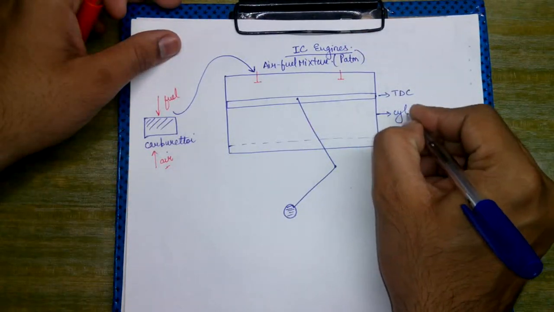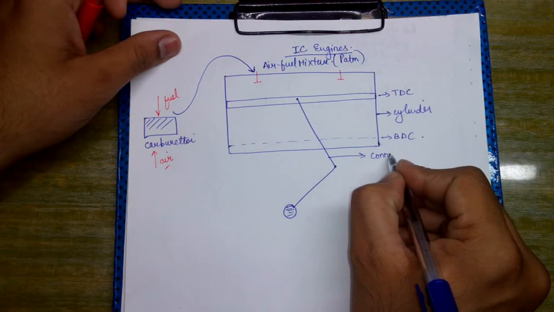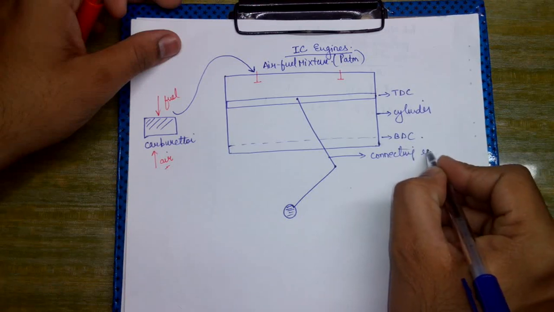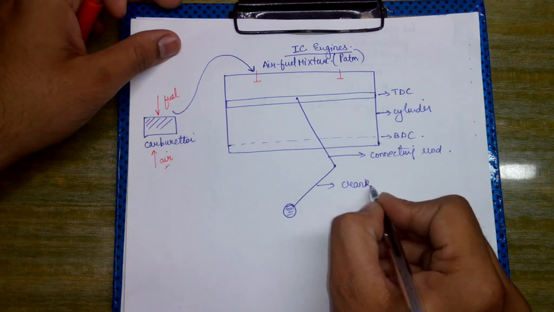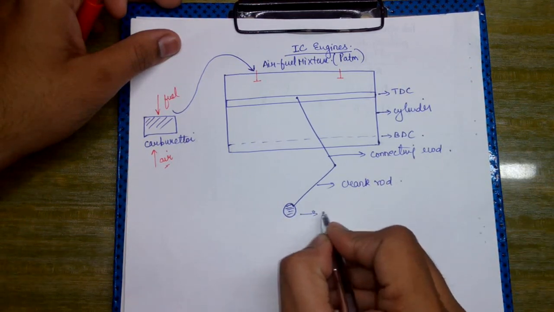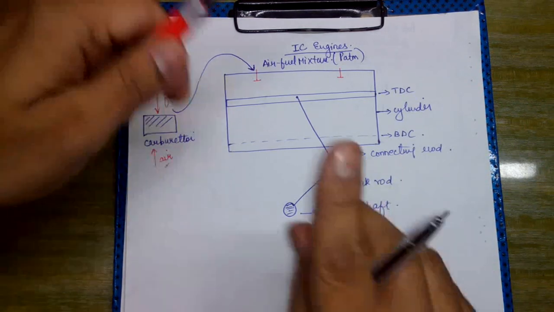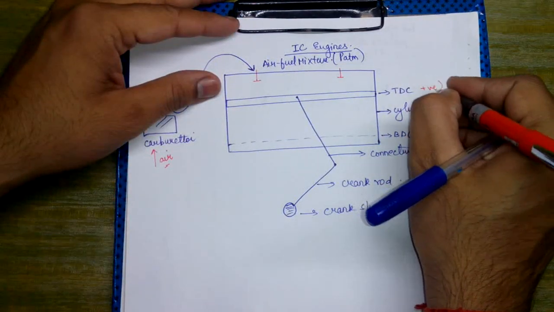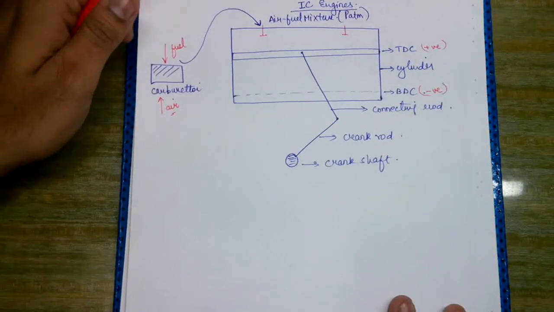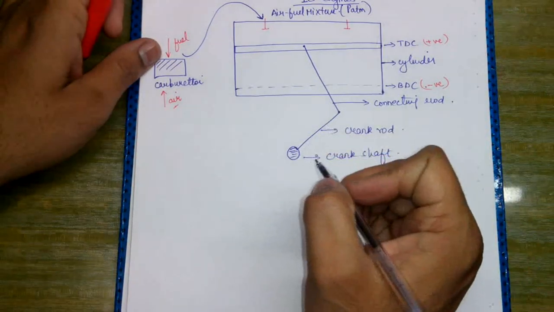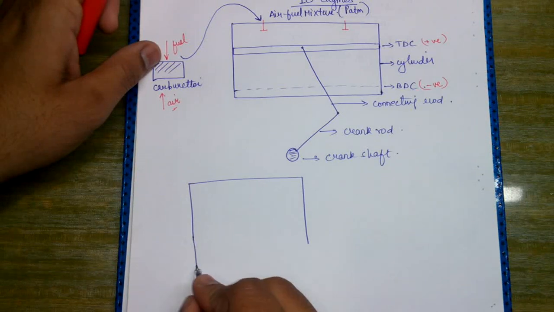Now this is the cylinder and this is the connecting rod. This is called the crank rod and this is called the crankshaft. TDC is generally represented by a positive designation and BDC by a negative designation. Now we will draw another diagram in which we will show the spark plug.